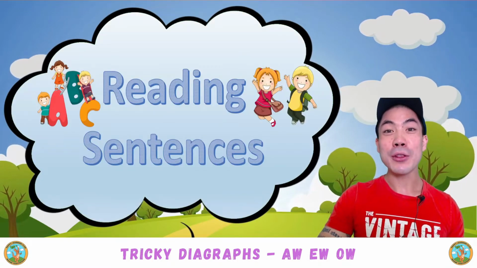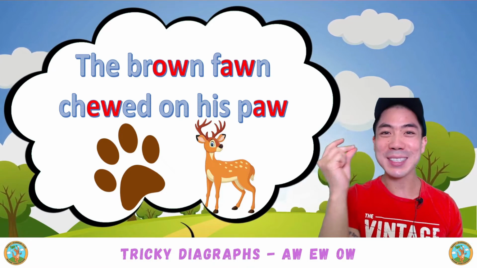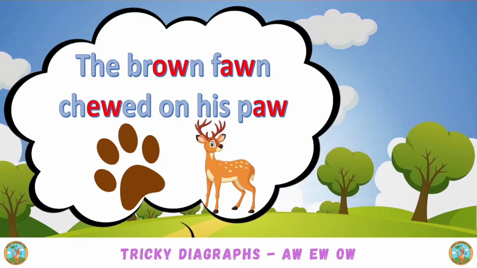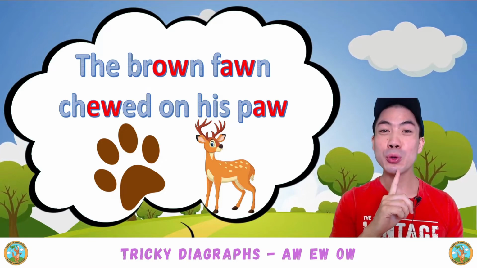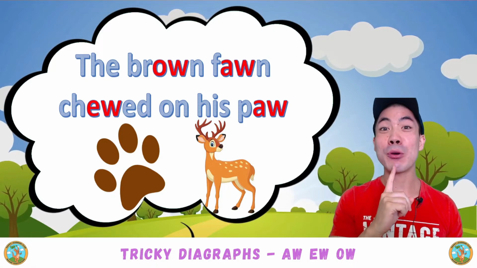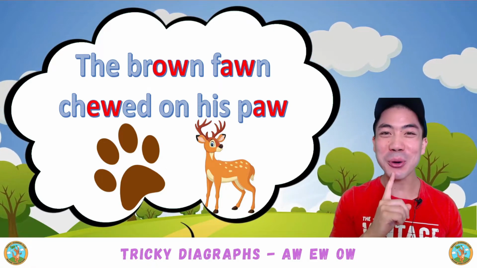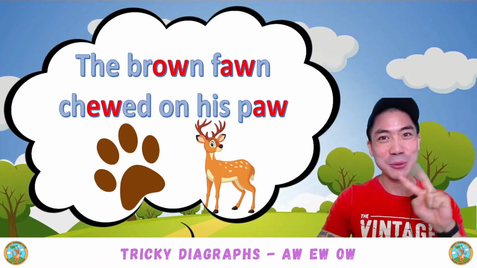Are you ready? The first sentence is this one. I'll give you a moment. Try your best. The brown fawn chewed on his paw. Very good. The brown fawn chewed on his paw. Nice. How's that? If you can do that, it means you're ready for level 2.